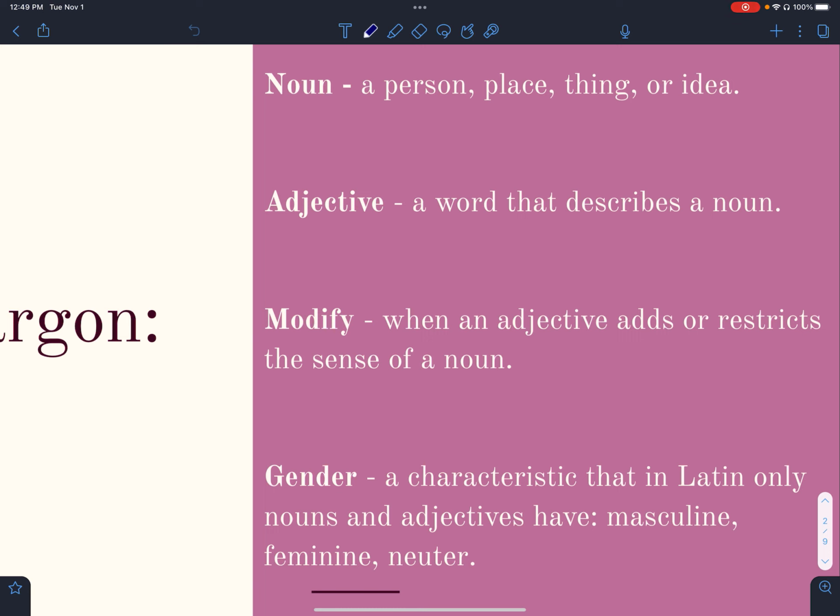All right, a noun is something you should be familiar with already: a person, place, thing, or idea. An adjective, you should also know. It's a word that modifies or describes a noun. Now, I used that word just now, modify. Has anyone heard that term before? Modify simply means it indicates that there's a relationship between 2 words. It provides more information about a noun, or restricts it, meaning it gives a limitation of some kind.